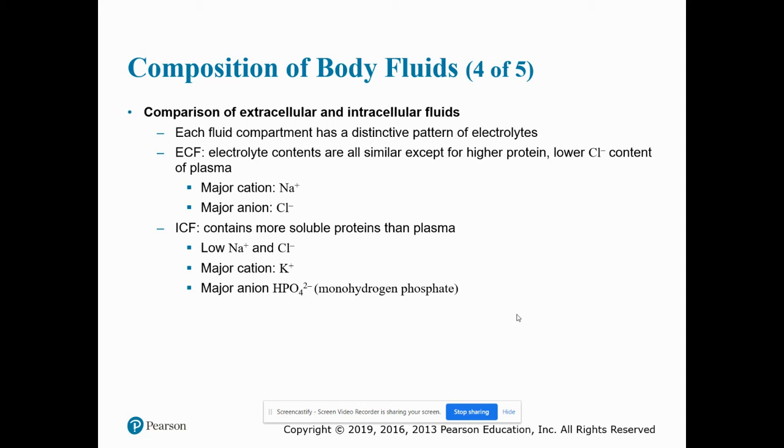Then we have intracellular fluid. This is going to contain more soluble proteins than plasma. There's low sodium and chloride. The major cation is potassium, and the major anion is monohydrogen phosphate.